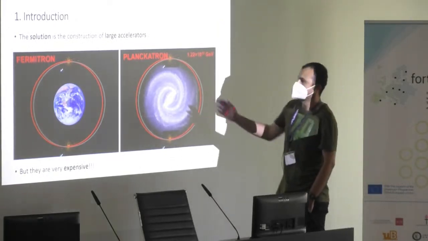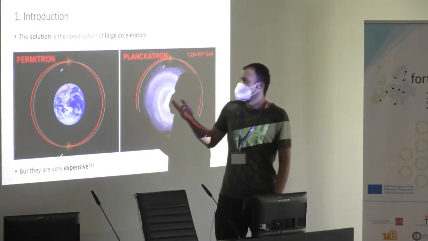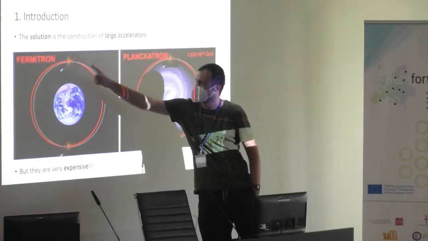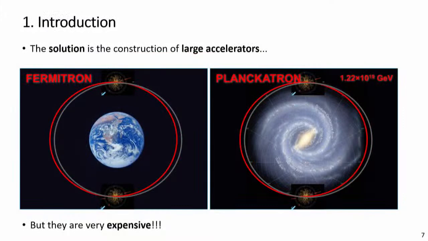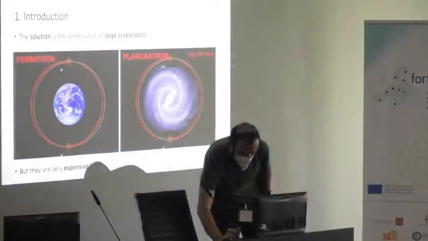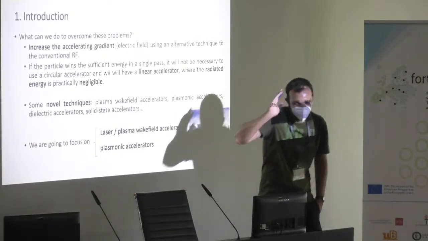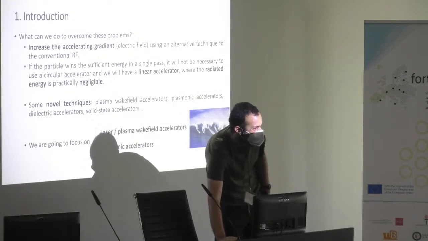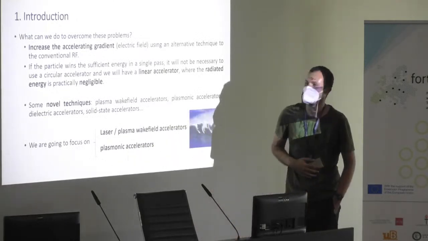For example, it has been proposed to build an accelerator where the particles are traveling around the Earth or around the galaxy. But it is very expensive because we will need bending magnets along all this trajectory, and it's almost impossible. So what can we do? Or no, I don't know, in the future. So what can we do?